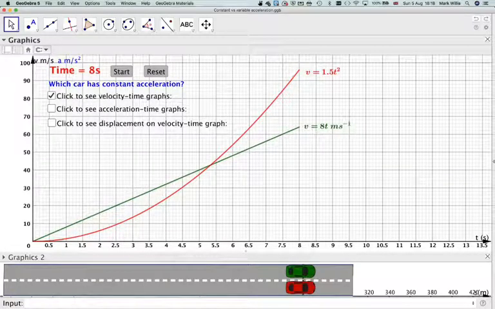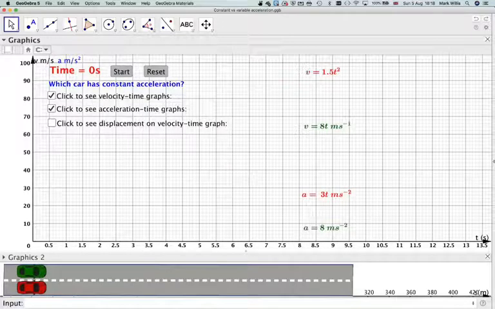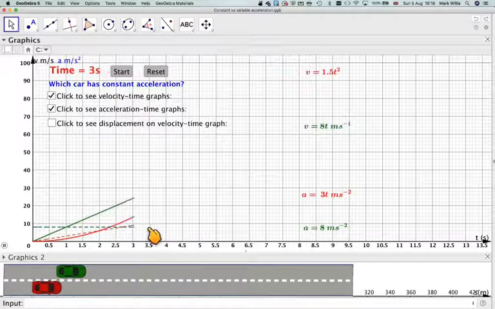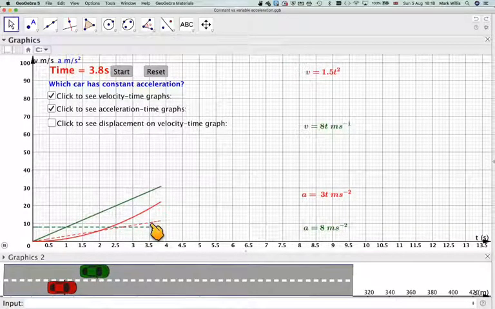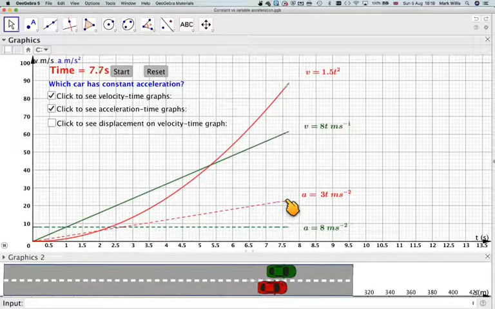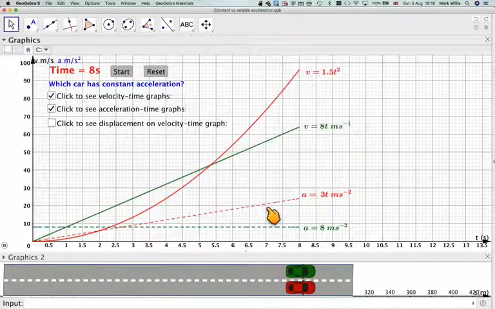If we now do it with the acceleration time graphs put in as well, the dotted ones are the acceleration time graphs. You can see the acceleration of the green car is constant. It's constant at 8 meters per second squared. However, the red car's is a curve. It's curving up, so it's a straight line. Beg your pardon, it's a straight line. But it's changing. The acceleration is not constant, it's changing each time.